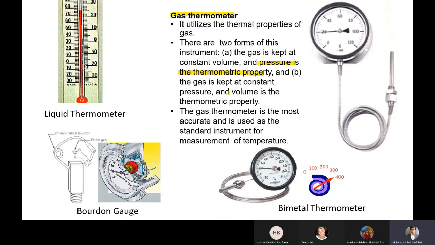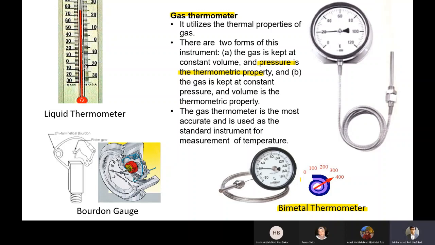There's also the bimetal thermometer. This works on the principle that metal will expand or shrink when there is a change in temperature. Then you can see mechanically how the scale moves, going down or going up.